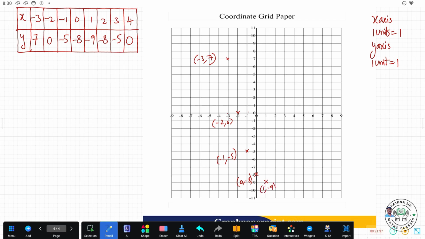Next point is 2, minus 8. This is the point, 2, minus 8. Next 3, minus 5. This is the point, 3, minus 5. Next last point is 4, 0. This is the point, 4 comma 0. This is how we plot the points.